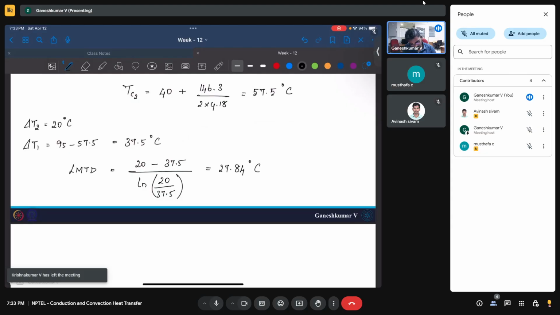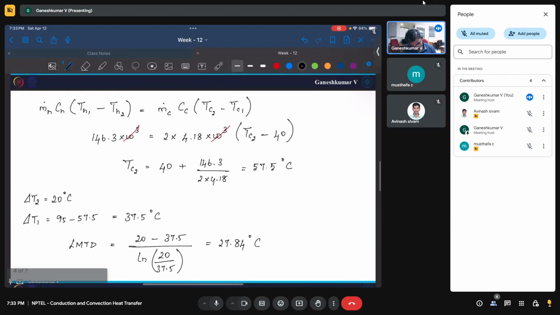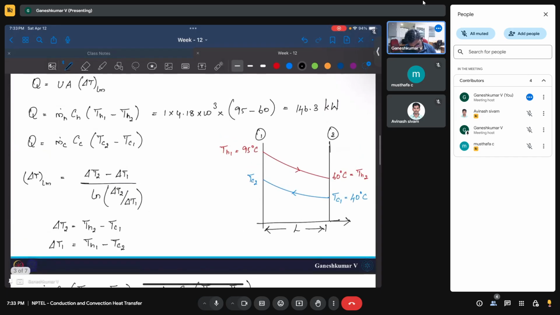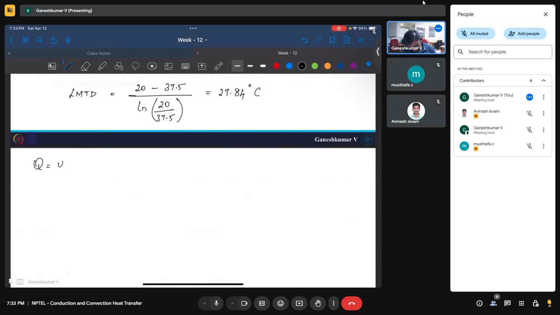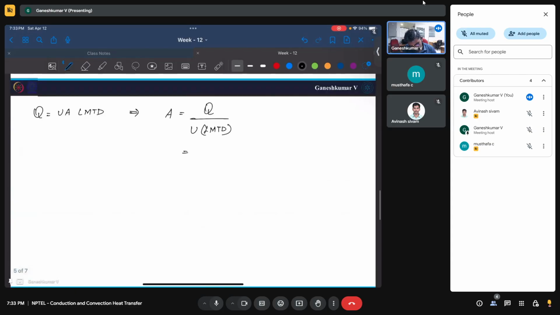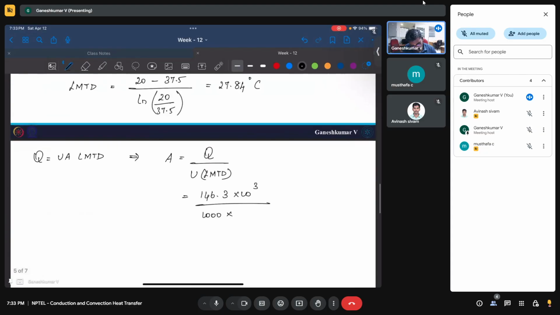Anyway, now this is the LMTD, 27.84 degrees Celsius. Now you can substitute them in Q is equal to UA LMTD. At the end we want to find the area. So area is nothing but Q by U times LMTD. Q is 146.3 kilowatts, so 10 power 3, divided by U, which is 1000, times LMTD, which is 27.84.